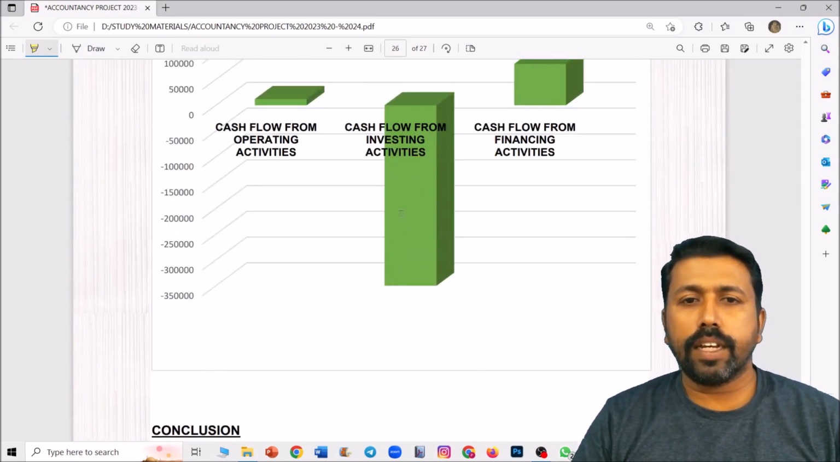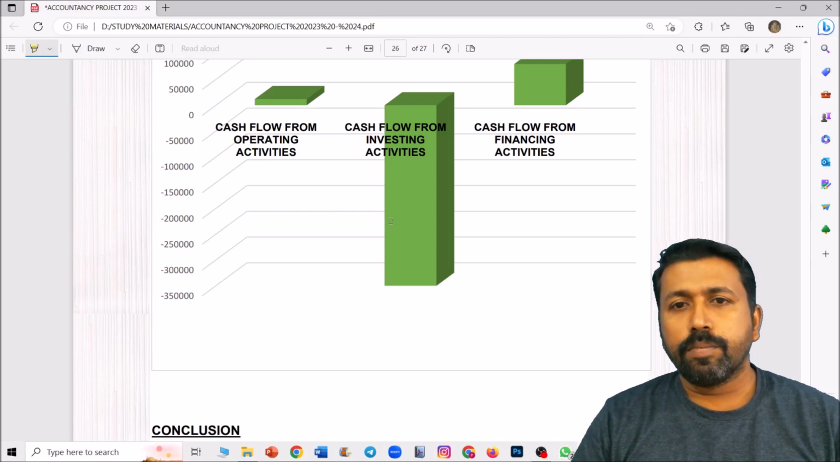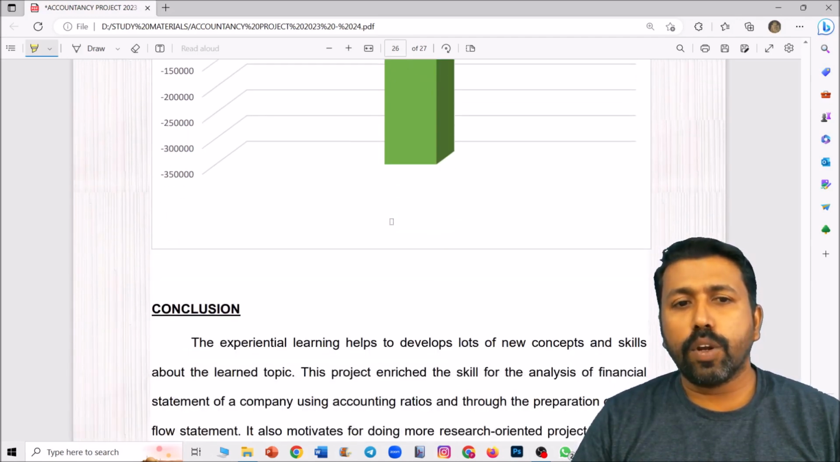So this is the diagram, and the first value is related to operating, and the second value is negative. That is why it is coming around 3 lakh, between 3 lakh and 3,50,000. And the cash flow from financing activity you can consider that also positive value that will come above the line, and negative activity, the investing activity, will come in the below line.